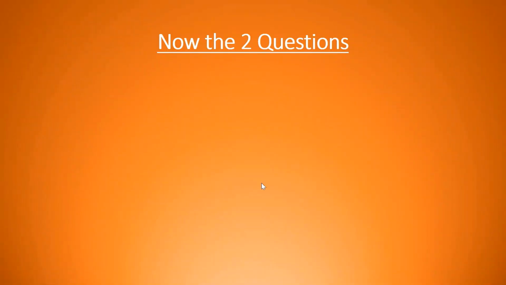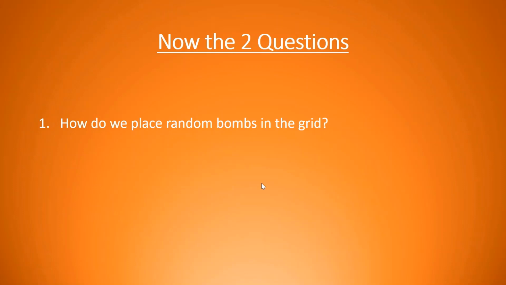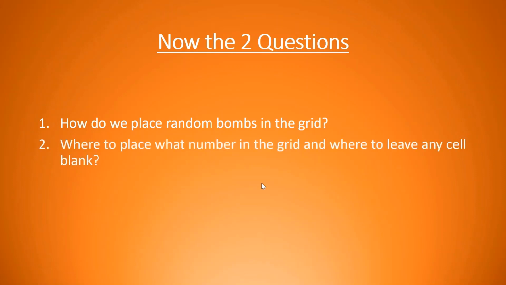Now comes the two questions. How do we place random bombs in the grid? And where to place what number in the grid? And where to leave any cell blank? Let's find out the solution.